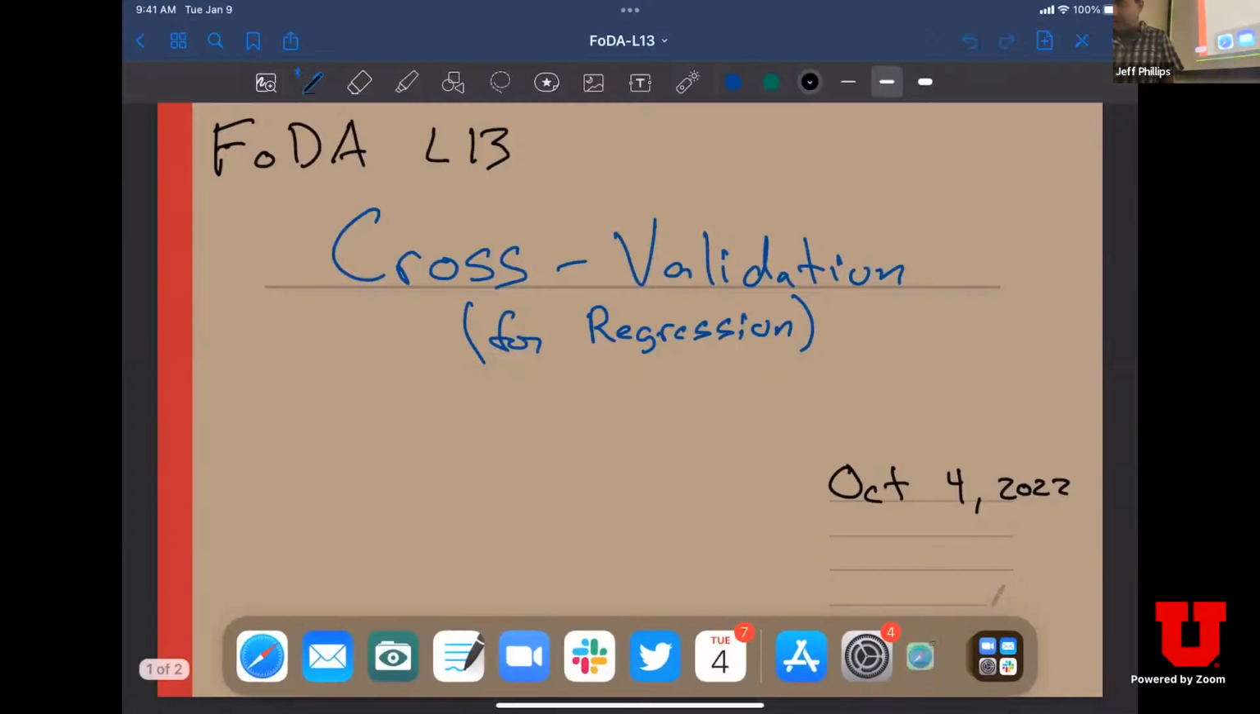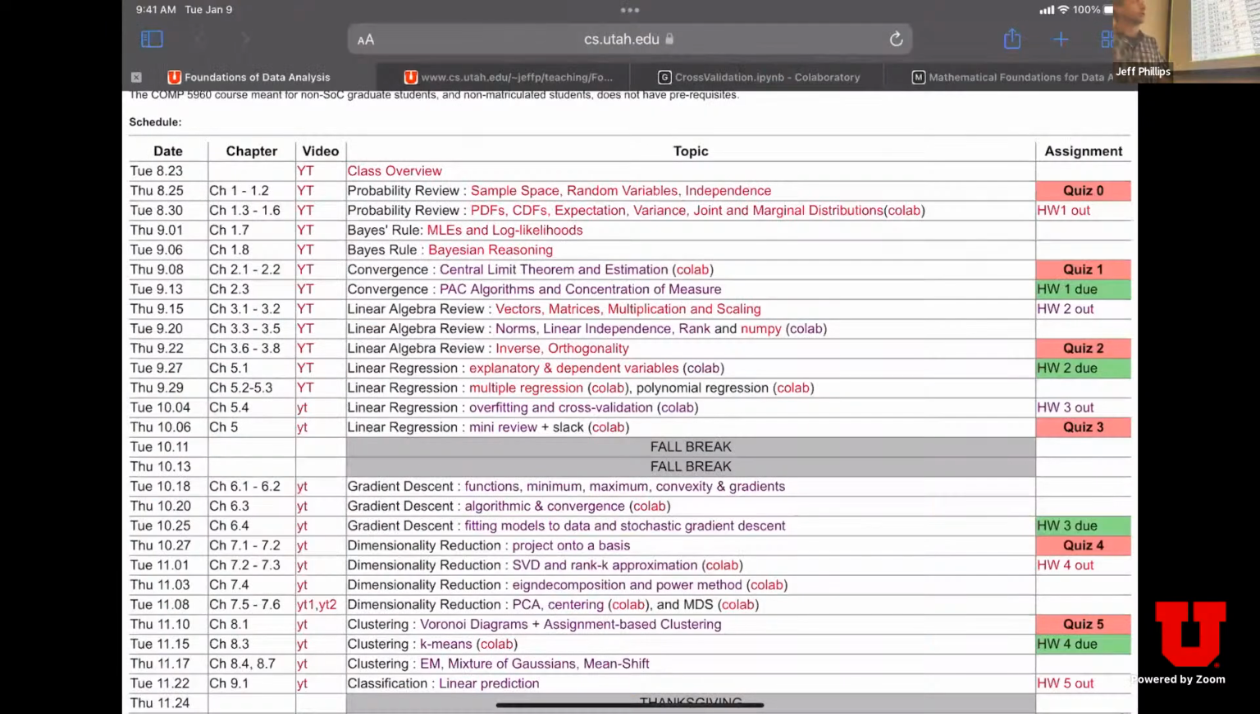Okay, so let's start again by looking at the schedule for the class. We are in the last week before fall break. There'll be this lecture, and then the next lecture, which will be the lecture on regression. I will cover all of the core parts of regression, the most important things that you'll need to know for this course, at least until we revisit it in the context of gradient descent.